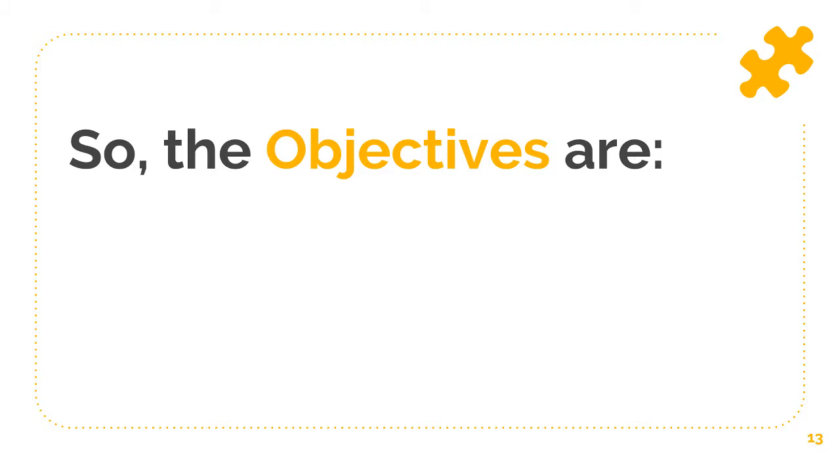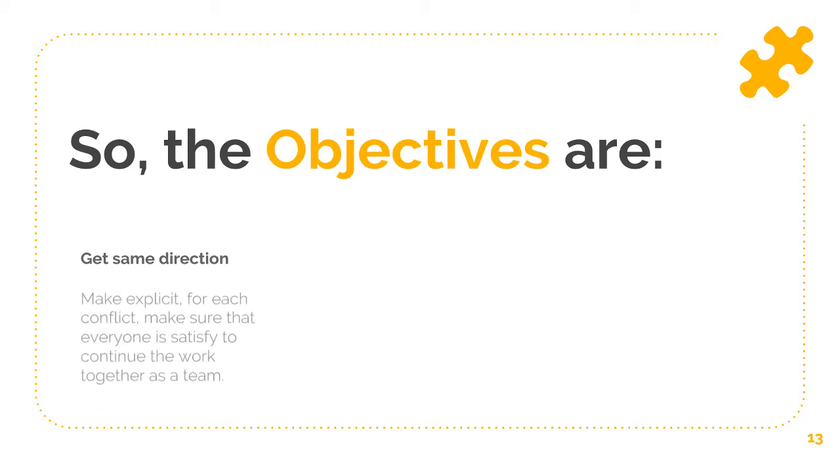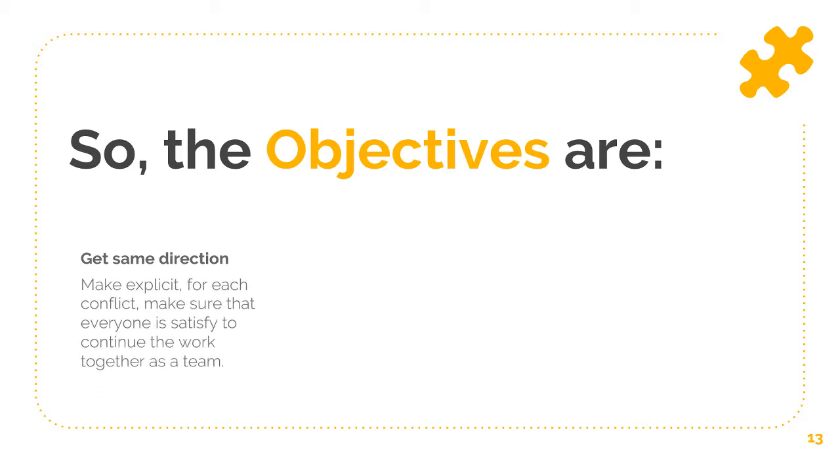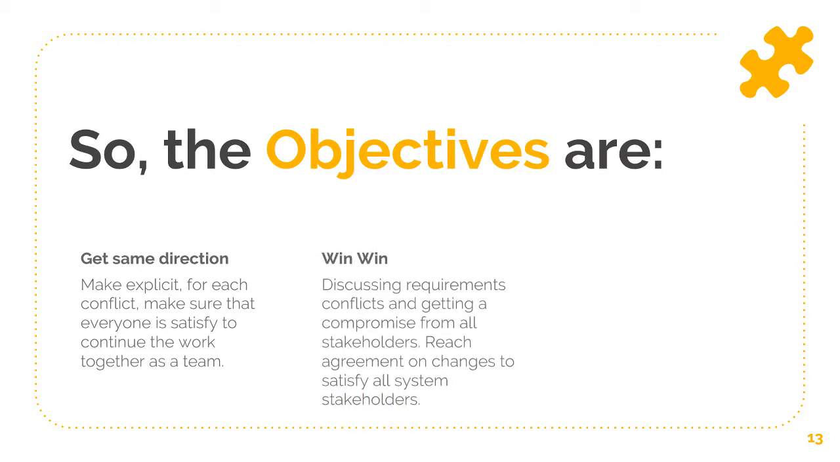So the objectives are: 1. Get the same direction. Make each conflict explicit. Make sure that everyone is satisfied to continue to work together as a team. And second, win-win. Discussing requirements conflicts and getting a compromise from all stakeholders. Reach agreement on changes to satisfy all system stakeholders.